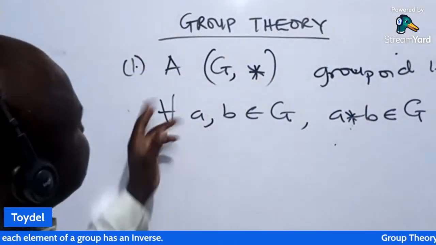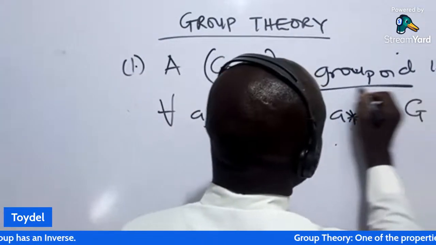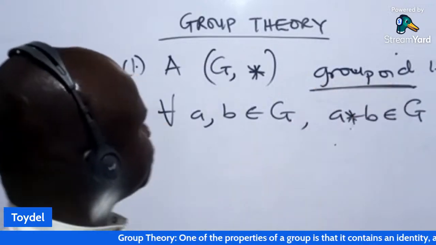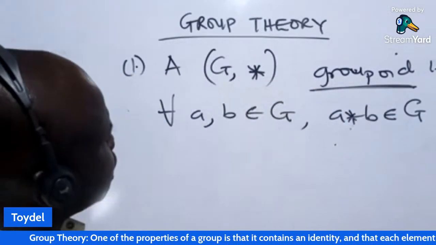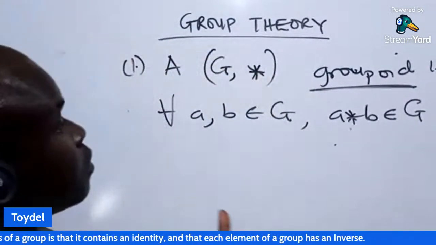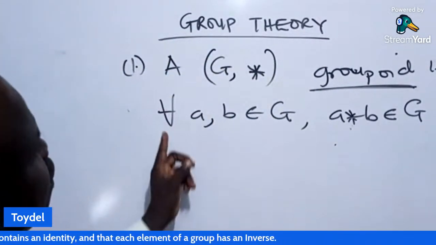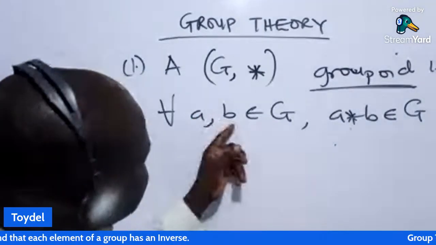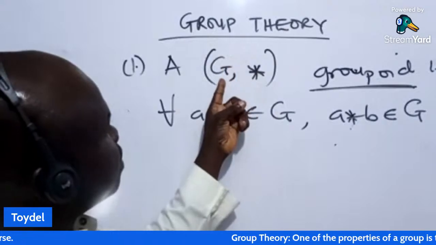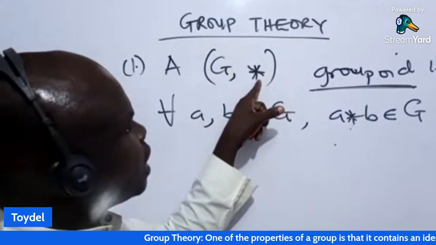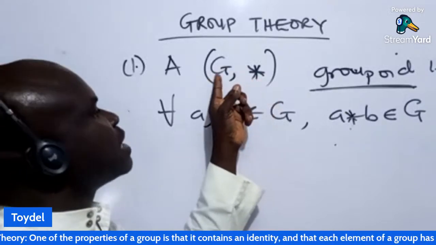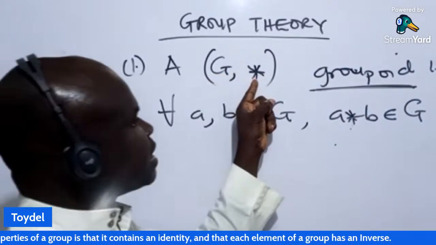What is the meaning of this? We want to establish the first concept under group, which is called groupoid. How do we define a groupoid? Groupoid is just talking about the closure property that we have under binary operations. That is, if you have 2 elements, a and b, that belong to this non-empty set G. Under group theory, there must be a set and an operation that we are going to operate on every element of that set. So in this case, G is the set, asterisk is the operation.